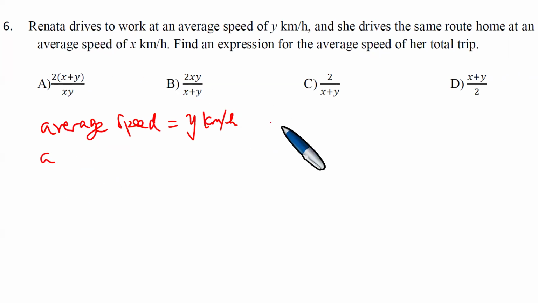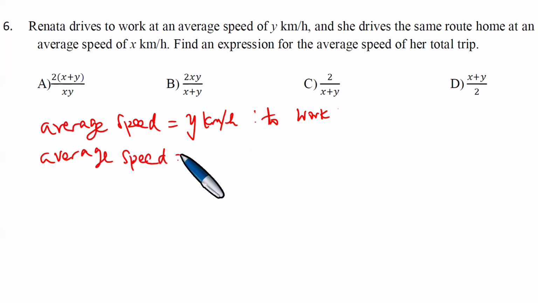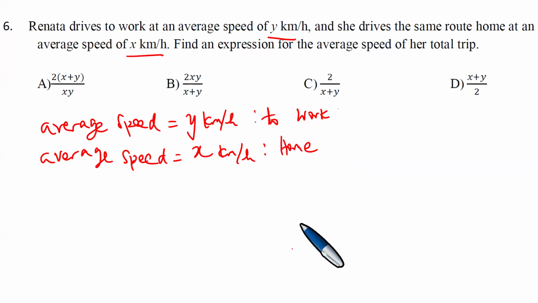So now Renata drives to work, so here it is to work. But now there is another average speed by Renata, and the average speed is x kilometers per hour home, but you also have y kilometers per hour. When she's getting home she's traveling at x, but when she's going to work she's traveling at the speed y, which are average speeds here. Find an expression for the average speed of her total trip, for the overall trip.